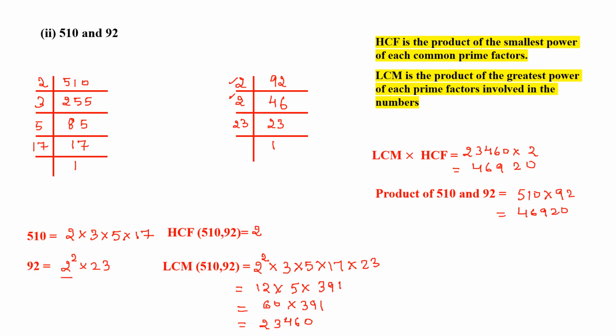So from here you can see the product of LCM and HCF is equal to product of 510 and 92. So from here I can say that LCM into HCF equal to product of the two numbers. So hope it is clear to everyone. Okay. Now moving to third question of question number 2.